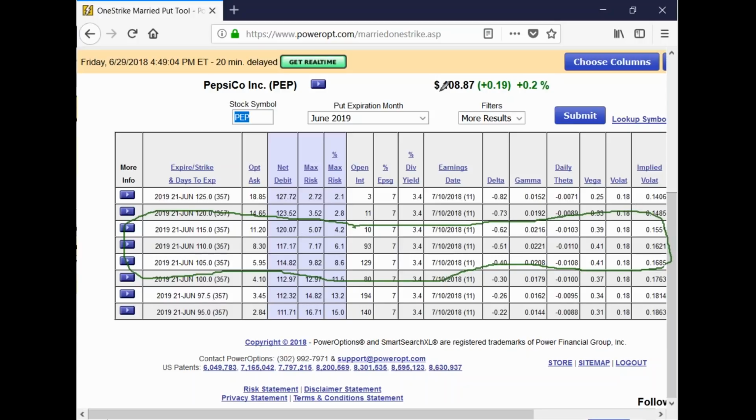One or two strikes in the money, 108.87 as you mentioned. This one's actually out of the money. So these two here are one or two in. Why am I highlighting this? Well, it's because this is the range I typically look for.